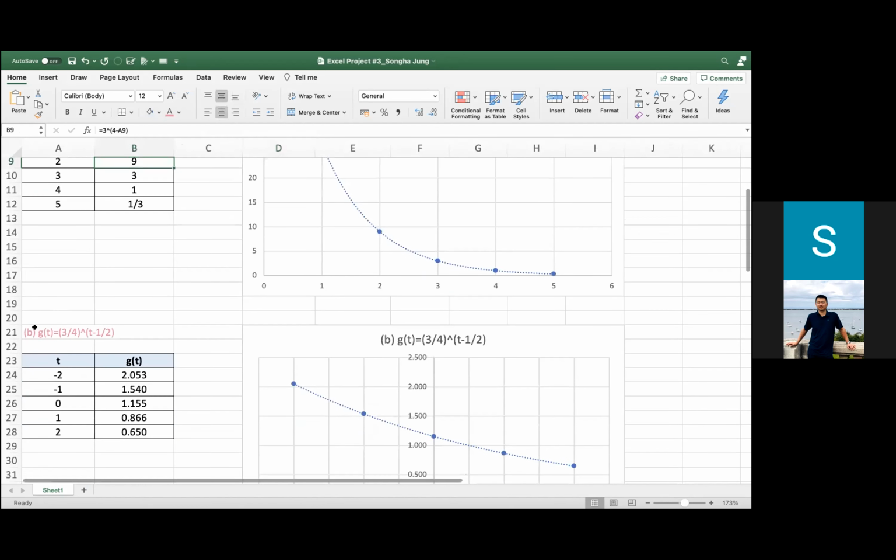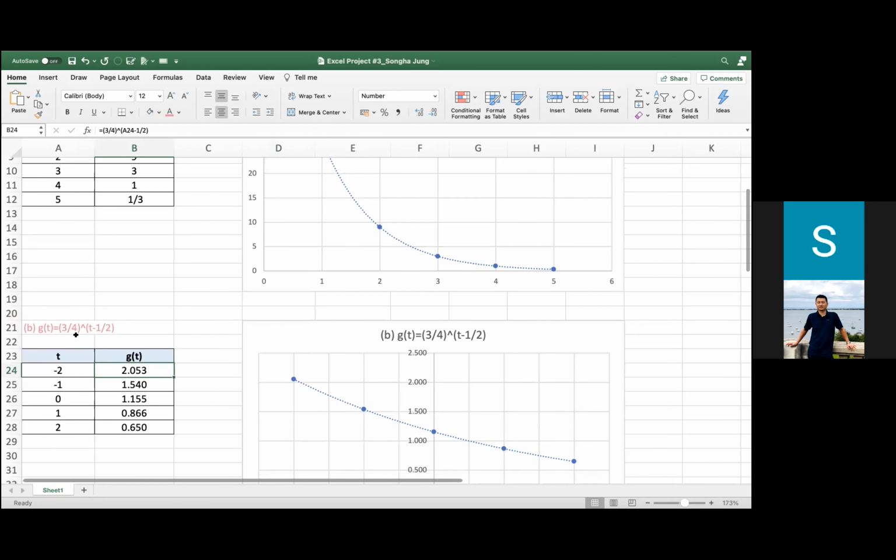My question is number B. Just click on cell B24. Let me see the formula. Yeah, your formula is good, so that means the result is good. I was confused about whether I put the parentheses in this equation. That's fine, it's a fraction. Okay, then this is the right equation, right? Yeah, it is. Yes, thank you.